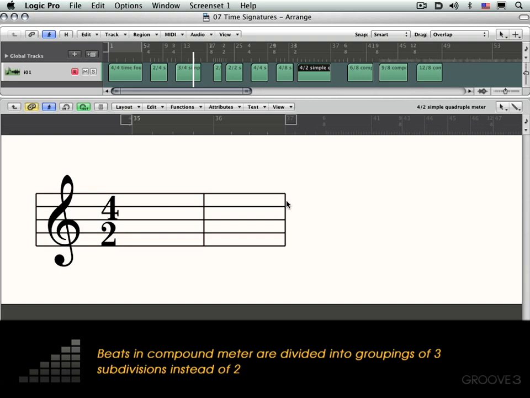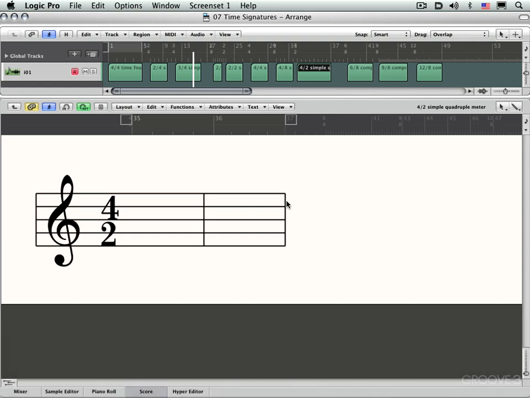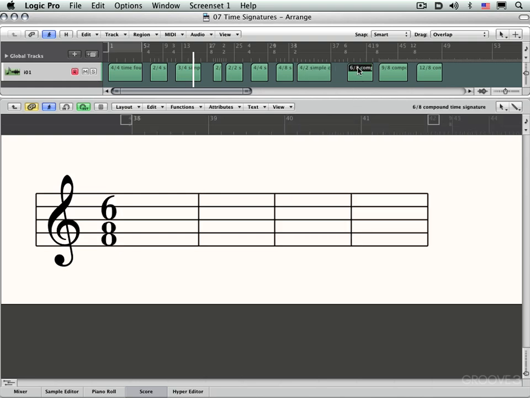Beats in compound meter are divided into groupings of 3 subdivisions instead of 2. So basically, compound time signatures are written as if the subdivision is the main beat. Here's an example of the most commonly used compound time signature. It's called 6/8, and it looks like this. It's compound because each strong pulse, and there are 2 in this example, is easily divided into 3 beats.